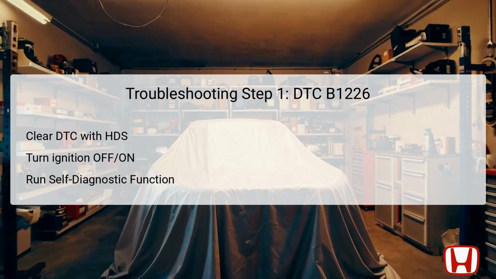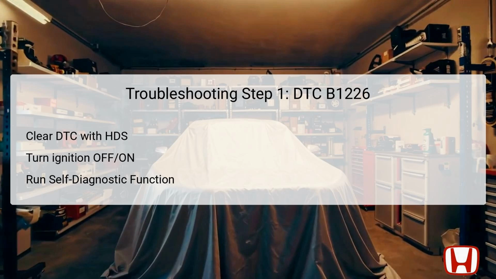The first step in troubleshooting DTC B1226 involves using the Honda Diagnostic System, HDS, to clear the existing diagnostic trouble code. This will help in determining if the issue is persistent or if it could be a transient error. Following this, turn the ignition switch to the lock position and then back to the on position, ensuring that all electronic systems in the vehicle are reset.